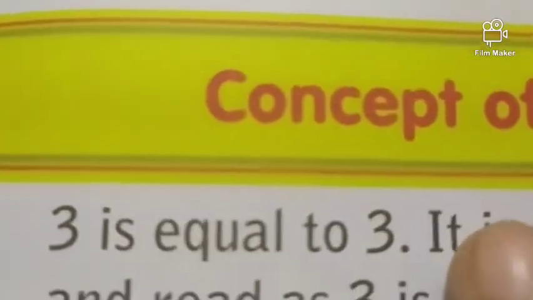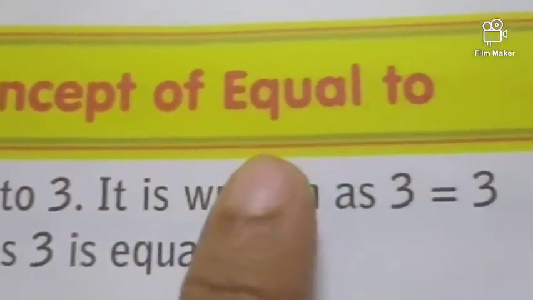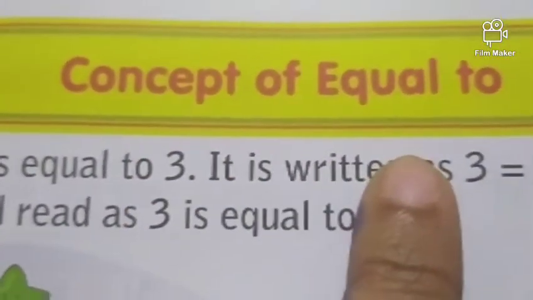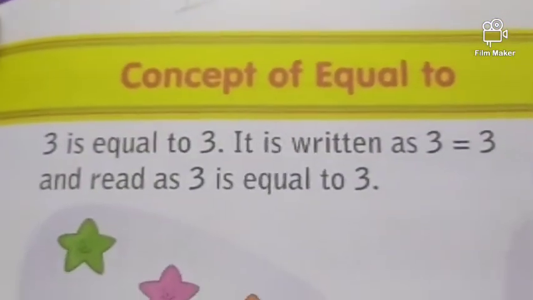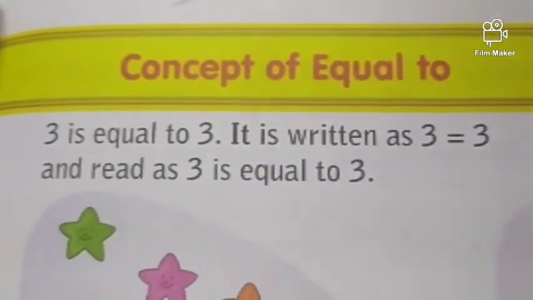Kids, take out page number 41 of your maths book. Page number 41. Now, come to the topic. Concept of equal to. Concept of equal to means the two things are both the same in number.